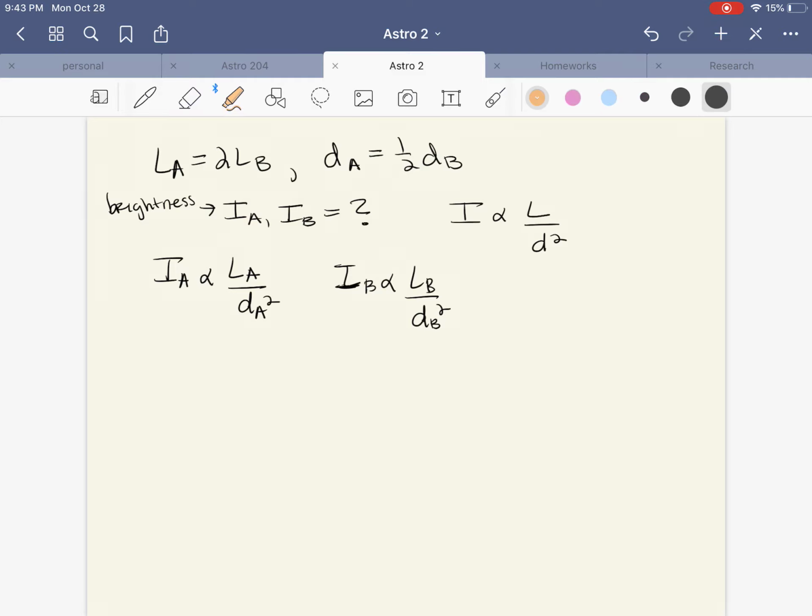So now I can see here, this luminosity of A is the same as 2 times the luminosity of B, and this distance to A is the same as 1/2 times the distance to B.